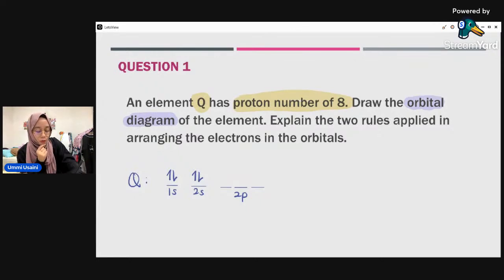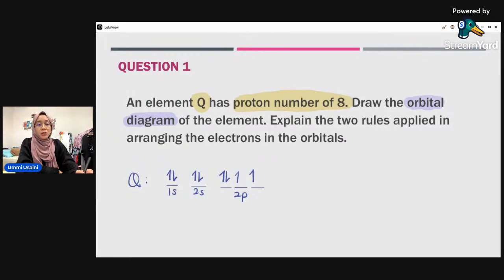Now that we have started on the p orbitals, we have to apply Hund's rule. According to Hund's rule, we fill in singly first with the same spin. So that's 3. Then for the fourth one, we pair it with the first one with opposite direction. So this will be the orbital diagram for Q.